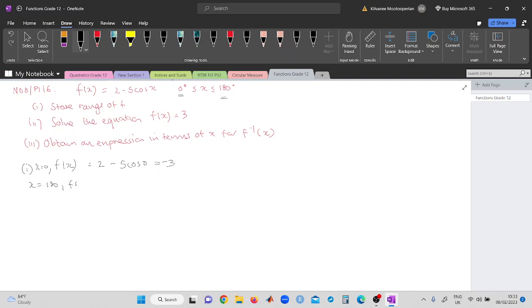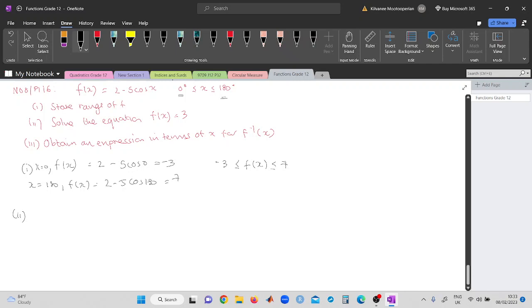When x equals 180, f of x will be 2 minus 5 cos of 180. Cos of 180 is minus 1. 2 minus 5 times minus 1 gives me 7. Therefore, what will be the range of f of x? It will lie between minus 3 and 7 inclusive. This is the first one. Next, I will solve the equation: 2 minus 5 cos of x equals 3.